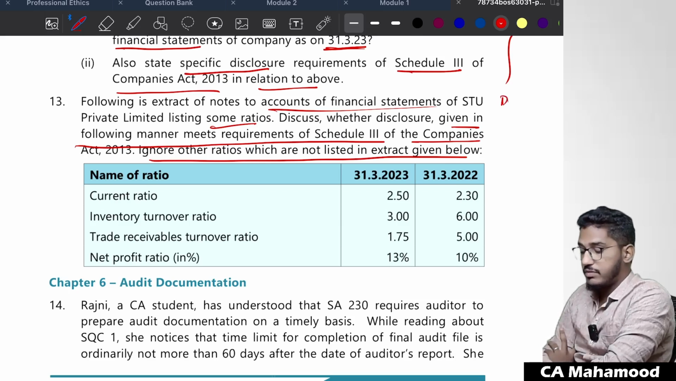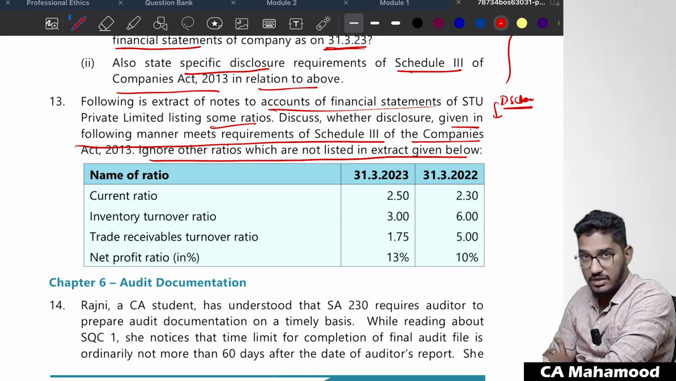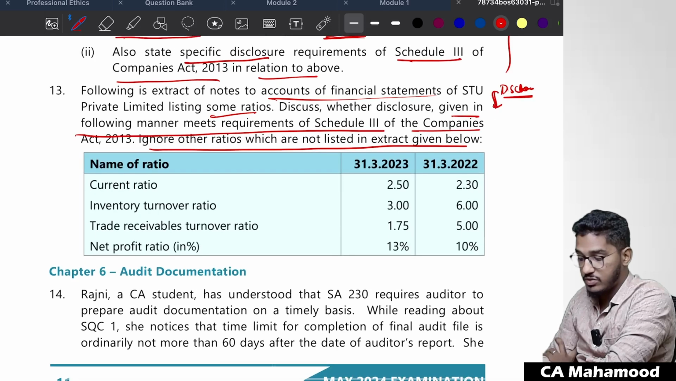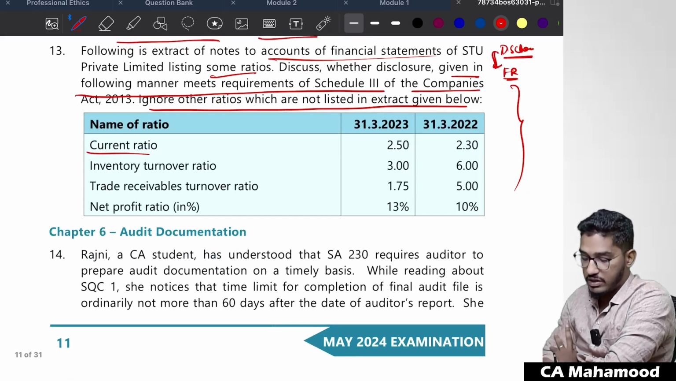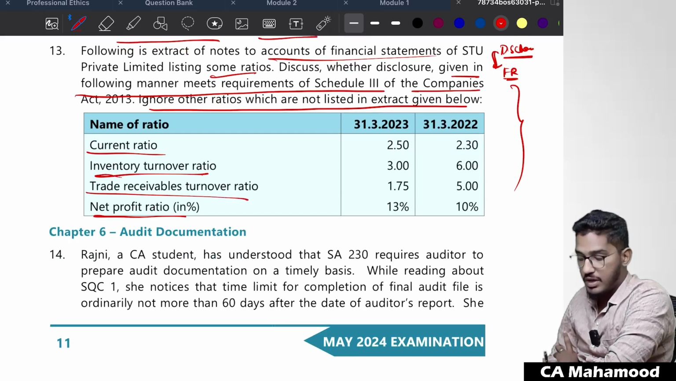You are required to give certain disclosures regarding some financial ratios. Sir, what ratios are required to be given? A list has been given. They are asking you to ignore all the other ratios. They are asking you to consider the ratios they have disclosed, four ratios. What are they? Current ratio, inventory turnover ratio, trade receivable turnover ratio, net profit ratio. Now they are asking you, is the disclosure given regarding the ratios correct or is something missing?